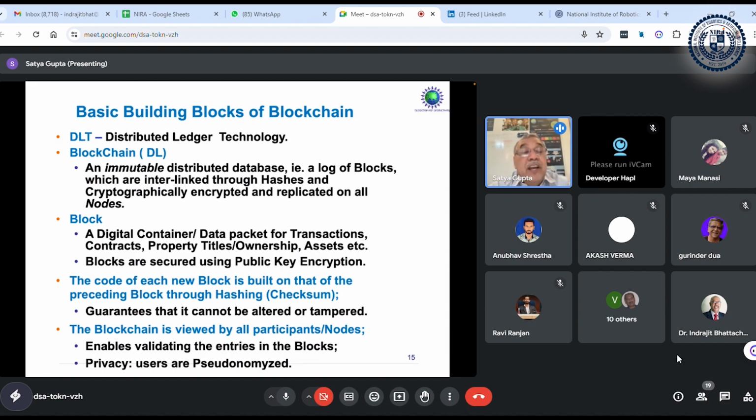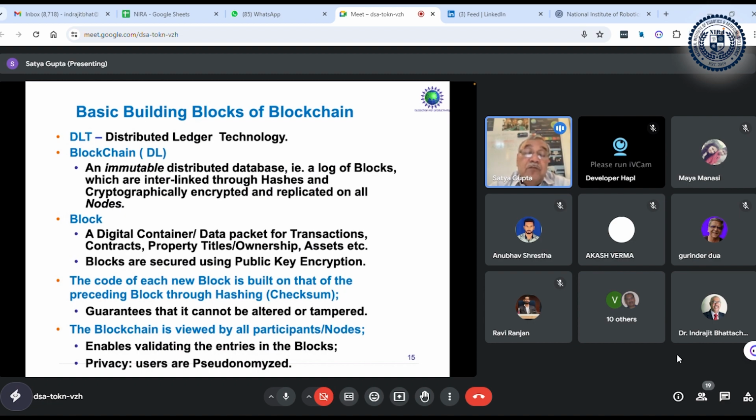The block, a digital container, a data packet for transactions, contracts, property titles, ownership, assets, so many things. It is not only about the currency part. And blocks are secured using public key encryption. The code of each new block is built in that of the preceding block through hashing. That is called checksum also. It guarantees that it cannot be altered or tampered. So that is why it is immutable.